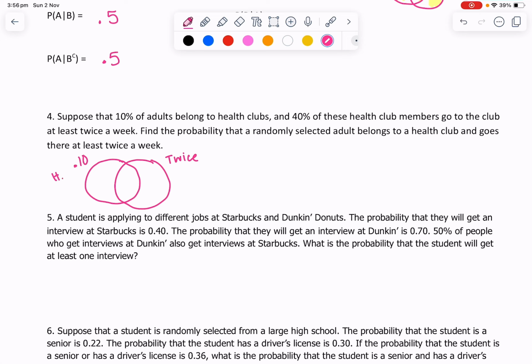So this is belonging to the health club, that's twice a week. So 40% of that 10 go twice a week. So this is 0.04 and this is 0.06. 40% of that 0.10 goes in the middle. So the probability, what are we doing? That they do both? Oh, it's just the 0.04 right there.